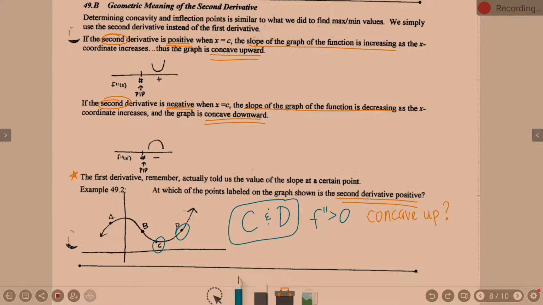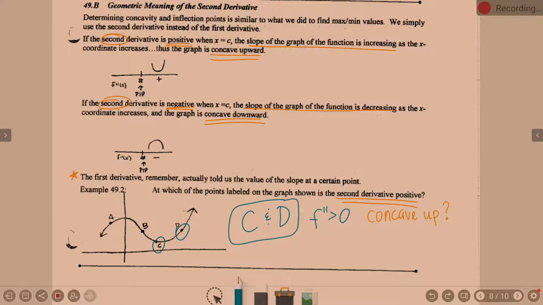A would be concave down. B is probably an inflection point because it's between the two. Okay, so that means at A, my second derivative would be negative. At B, my second derivative would be 0 because the inflection point, the second derivative, is like a critical point.